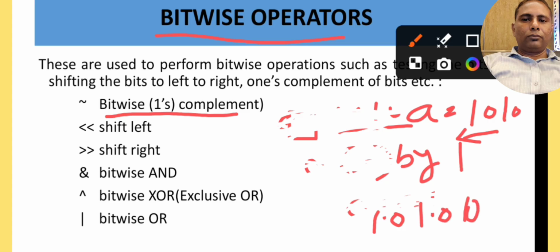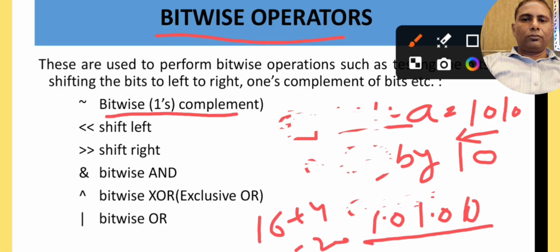So what is the meaning? The complete 1010 is shifted by 1. How can we know that it is shifted by 1? Here 1010 means 10, and now it has become 10100, which is 20. It has doubled the number. So the left shift operator will double the number. This is the meaning of left shift.